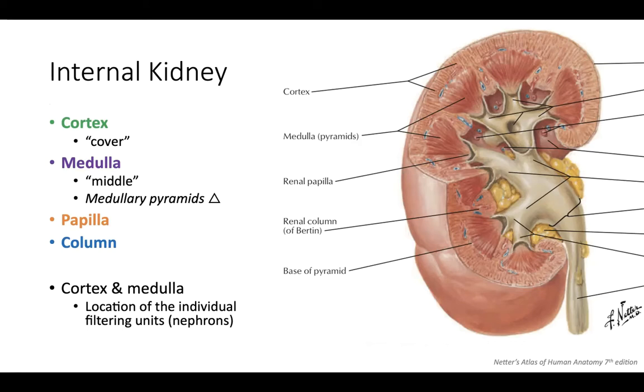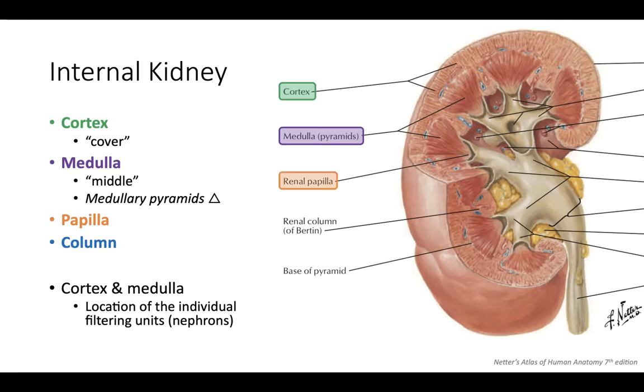Next, we're going to go over some of the more detailed internal kidney anatomy. So this outer layer is the cortex. My mnemonic for this is the cortex is the cover. And then the next more internal layer is the medulla or the medullary pyramids. So they're in this sort of triangular shape, which makes sense with pyramids. And my mnemonic for this is medulla is the middle.